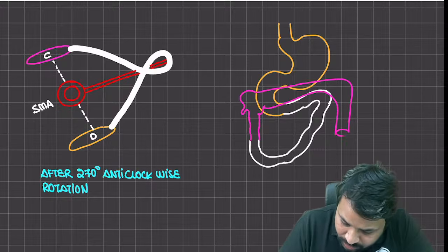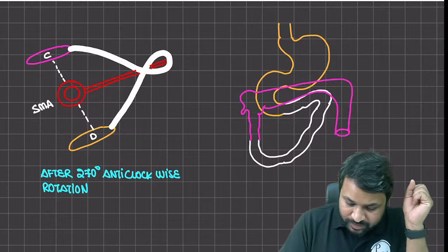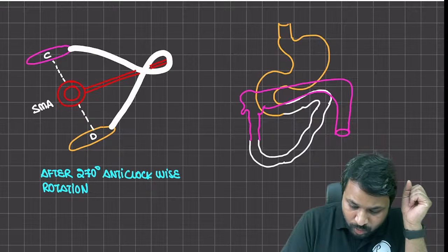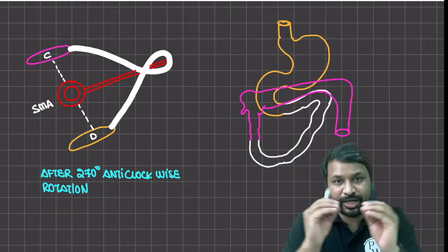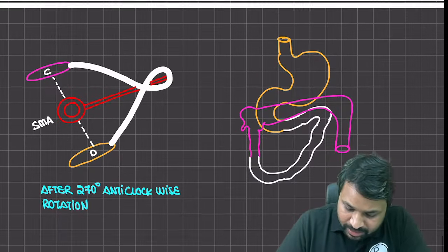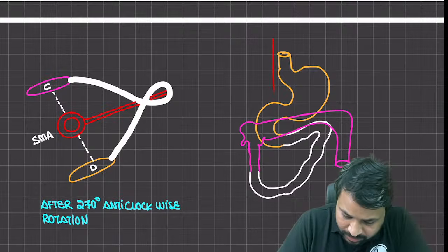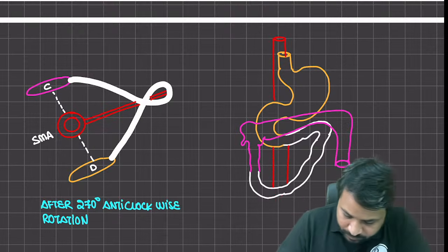ठीक है, तो ये आपका end result हो गया, right? Now the beauty of this is because again the whole component is supplied by your superior mesenteric artery, it remains in the same component. ठीक है, तो आपका जो superior mesenteric artery का flow है, this is how the aorta is going to flow, right? This is where the aorta is going all across here. ये आपका aorta है, right?